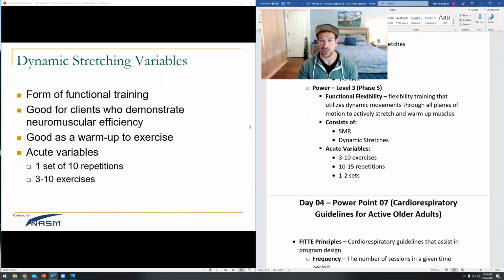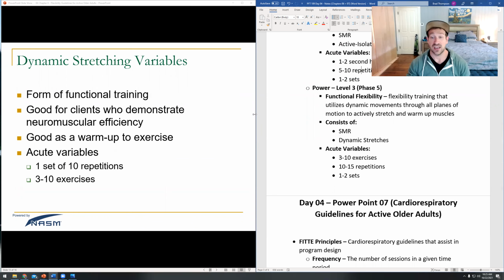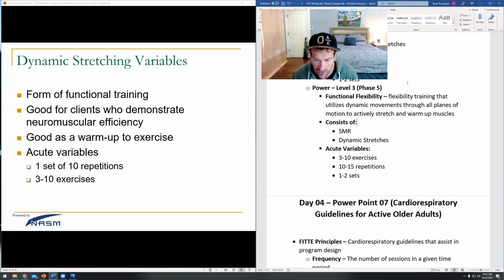So that's dynamic stretches, right? Dynamic stretching is a form of functional flexibility. Functional flexibility is training that utilizes dynamic movements through all planes of motion to actively stretch and warm up the muscles. And you do want to think of all the planes of motion, right? If I was trying to really warm up the upper body, I love a good T push-up. I think that's a great one. Arm circles, which are very transverse, are really good. Arm swings, which are very sagittal, right? Now I've really got every plane of motion working.